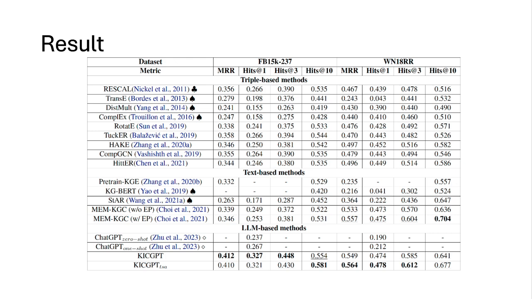This comparison was conducted on two datasets, FB15K-237 and WN18RR, and in every evaluation metric, like MRR, Hits@1, Hits@3, Hits@10, KICGPT outperformed the previous baseline methods, except for one method, MIM-KGC, which outperformed in Hits@1 on the WN18RR dataset.